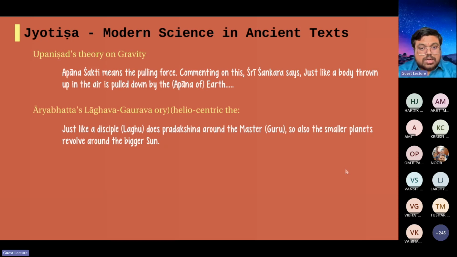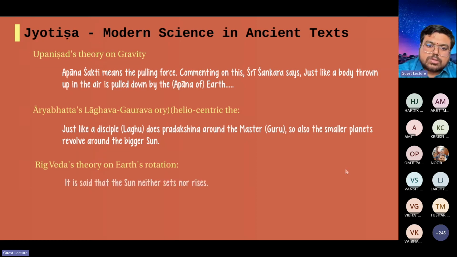In contrast, during that time the West was still thinking about geocentric theories. And whoever proposed the heliocentric theory was also hanged in the past in the West. But in India, we took it as a rule called the Laghava Gaurava rule. Rigveda also states about Earth's rotation that the sun neither sets nor rises, which means it is Earth's rotation that causes the rising and setting of the sun. That means even in the Vedic time, we knew that it is not the sun that is revolving, but the Earth that is rotating, causing days and nights. These are some aspects which we'll observe more in the coming lectures.